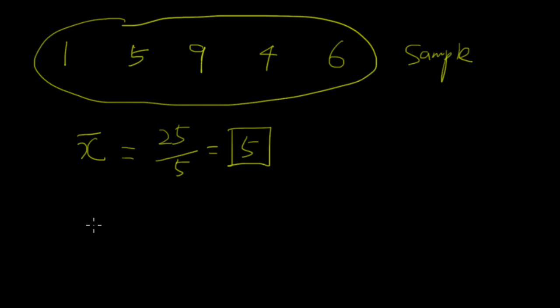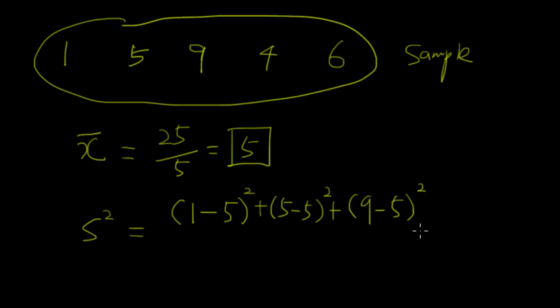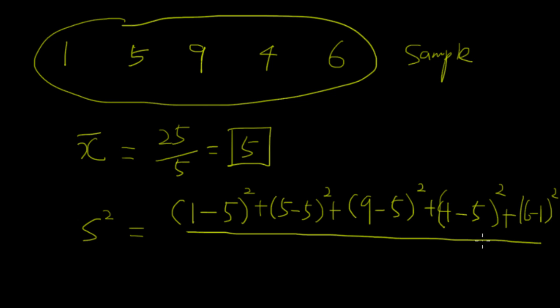Now, how do you find the standard deviation? For s squared, we have to find the variance first. That would be each individual data point, 1 minus the mean squared, plus 5 minus 5 squared, plus 9 minus 5 squared, plus 4 minus 5 squared, plus 6 minus 5 squared, over, since we have 5 data points, n minus 1, so that should be 4.